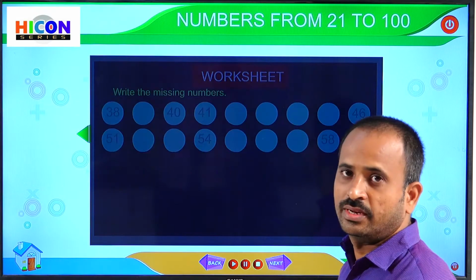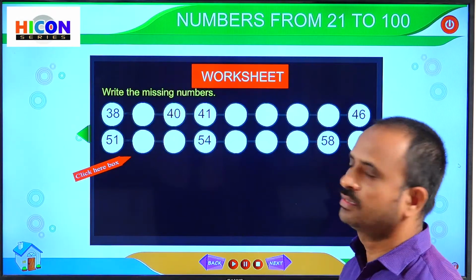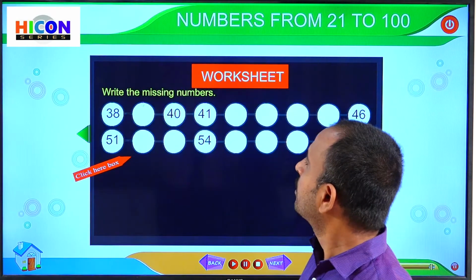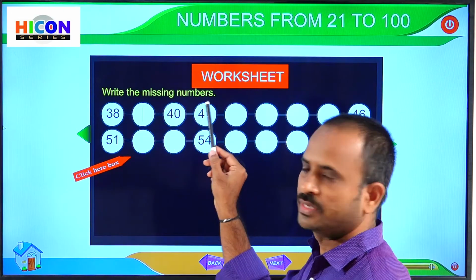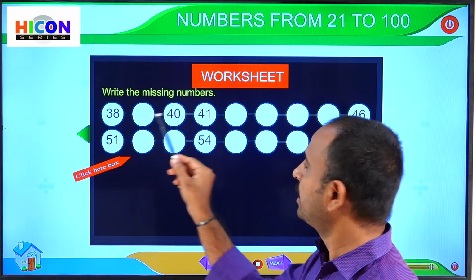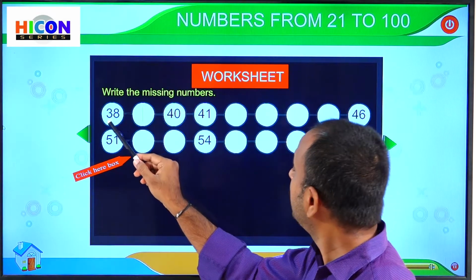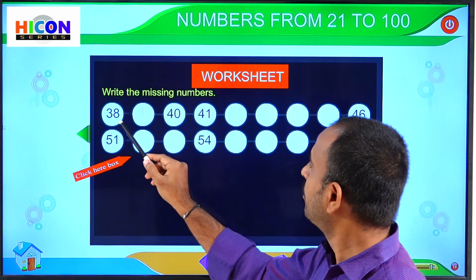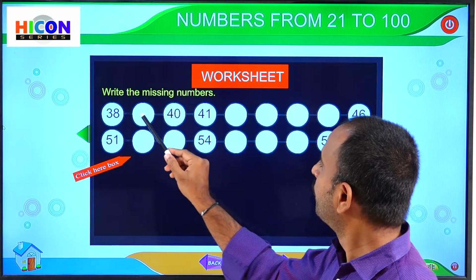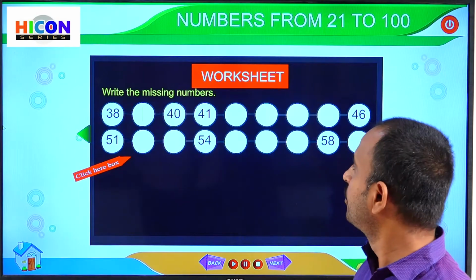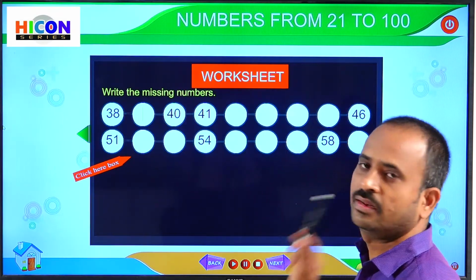So now let us go to the next section in the worksheet. The next section is write the missing numbers. So children, write the missing numbers. They have given some numbers and they have left some spaces in the circles. We have to fill those gaps. That means we have to write the missing numbers in each circle.